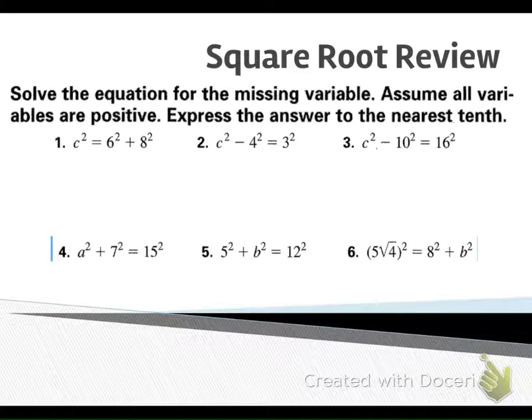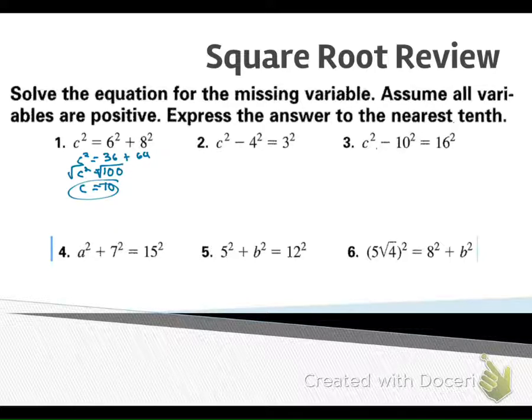So section 4.5, this is the beginning of the square root review. We want to find the value of c. So c squared equals 6 squared is 36, and then 8 squared is 64. We're going to add our like terms together. We get 100. We're going to square root both sides because we want to just find one c. So c equals the square root of 100, which is 10. So instead of just dividing by 2, we're square rooting it.